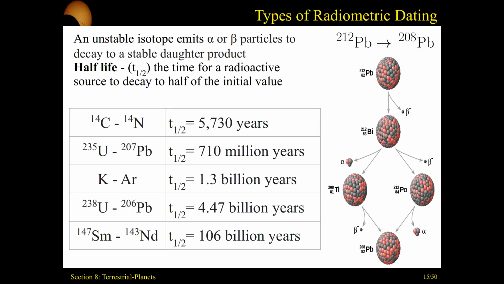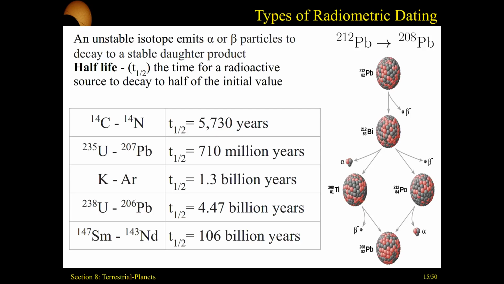Here are some other examples. You can go from carbon-14 to nitrogen. You can go from uranium to lead, potassium to argon. There are all sorts of these examples. And look at these half-lives here. If you're going to talk about carbon dating, you're talking about this heavy isotope C14 down to nitrogen, and this half-life is about 6,000 years.